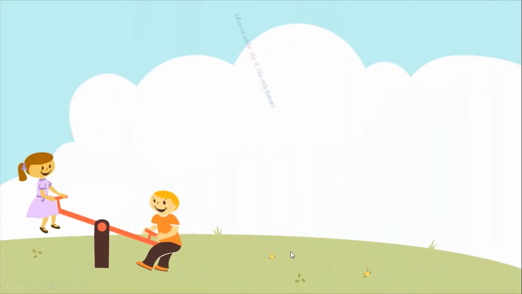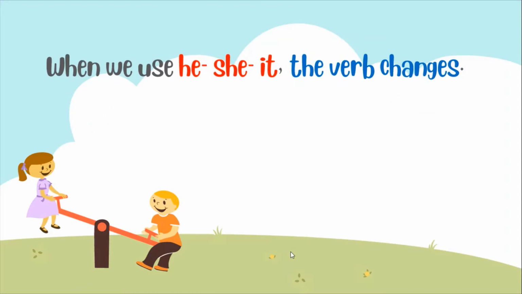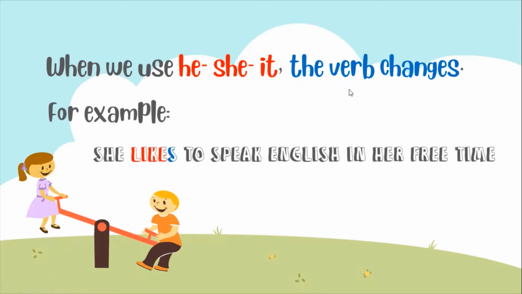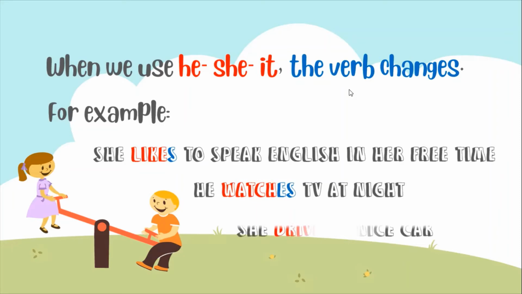But what happens when we are using the third person? And you might be saying, okay, teacher, what is the third person? The third person is when we use he, she, and it. And when that happens, the verb changes. So I have here three very short examples. Number one, she likes to speak English in her free time. Number two, he watches TV at night. And number three, she drives a nice car.